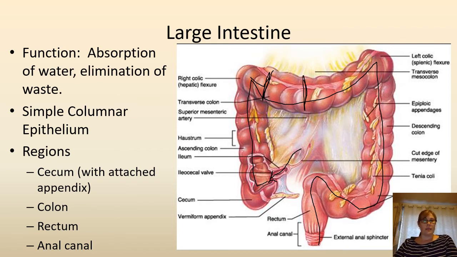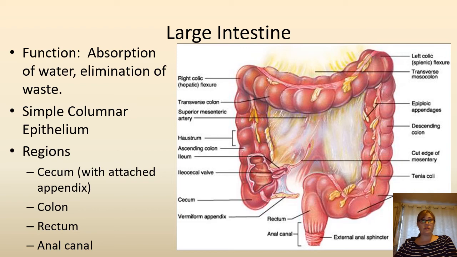The terms that we use to describe the large intestine. First of all, it's also simple columnar epithelium, and its job, the whole way that the food is going along here, we've absorbed most of what we need to absorb. So at this point, we're moving along and we are absorbing water along the way, still simple columnar.